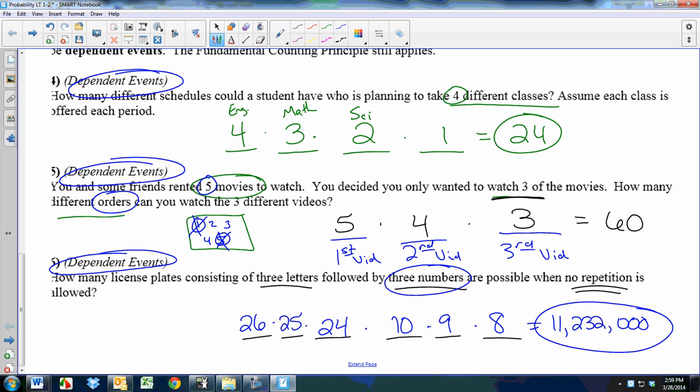Once you've chosen your first item, does it affect what you choose next? In all of these 3 examples, once you chose your first item, you couldn't choose it again. So yes, it did affect. So that's the difference in independent and dependent. And that's learning target 1, the fundamental counting principle.